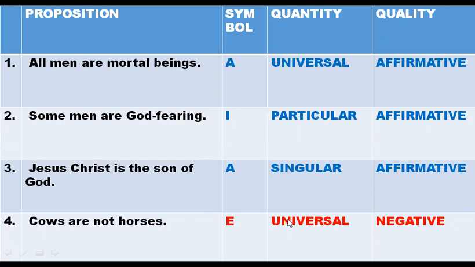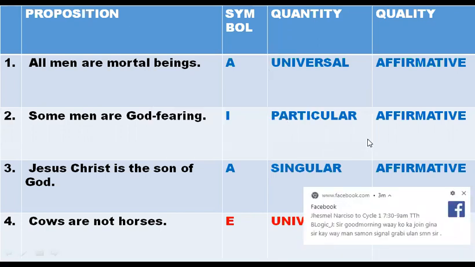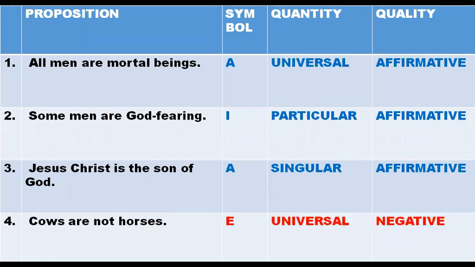Some men are God-fearing. So some dito, quality niya is particular. Tapos are affirmative. Kung sabihin natin are not, negative yan. So some men are God-fearing is actually particular affirmative. Then Jesus Christ is the Son of God. So ito, singular ito, na single out si Jesus Christ dito eh. No? Tapos, yan ay affirmative. Kung sabihin mo, Jesus Christ is not the Son of God, singular, negative. Cows are not horses, no? Cows are not horses. So we have universal negative.